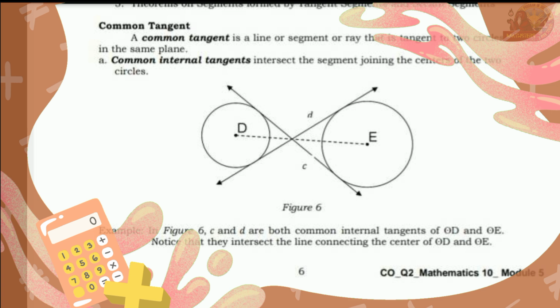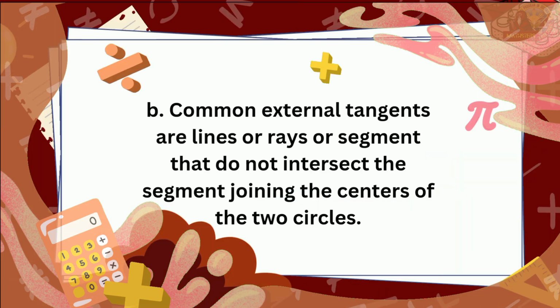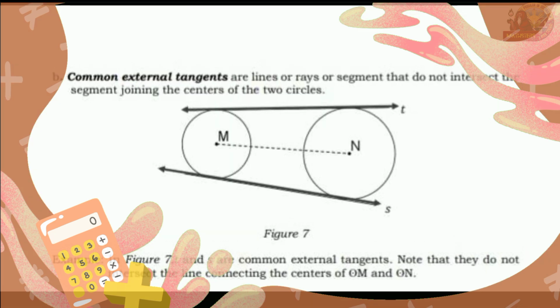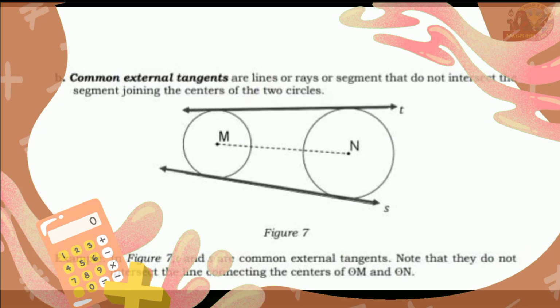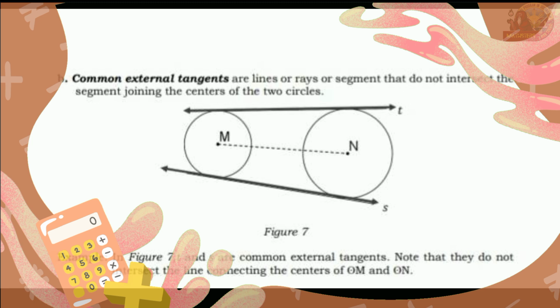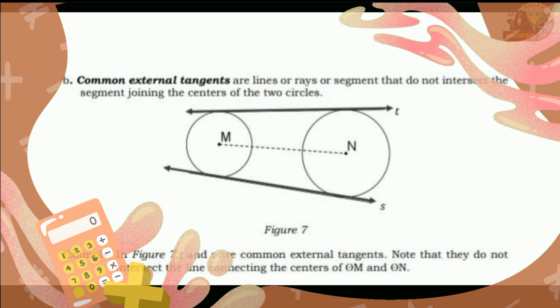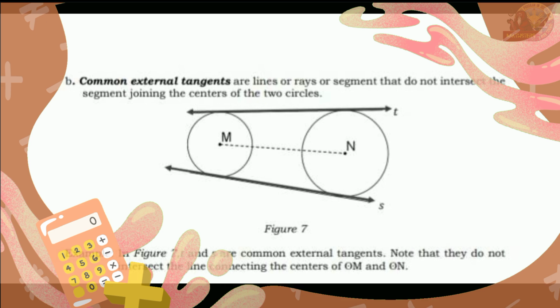Theorems on angles formed by tangents and secants. Common external tangents are lines, or rays, or segments that do not intersect the segment joining the centers of the two circles. Example, in figure 7, T and S are common external tangents. Note that they do not intersect the line connecting the centers of circle M and circle N.